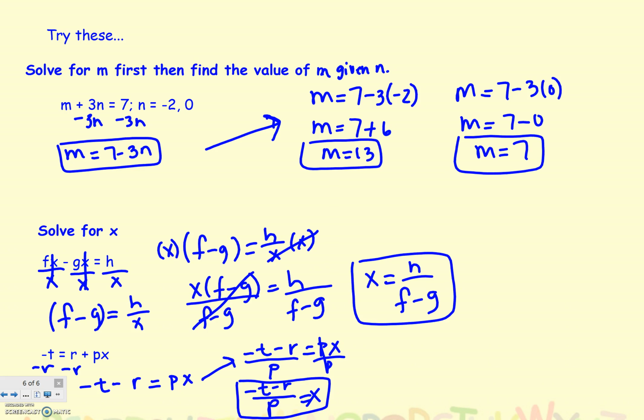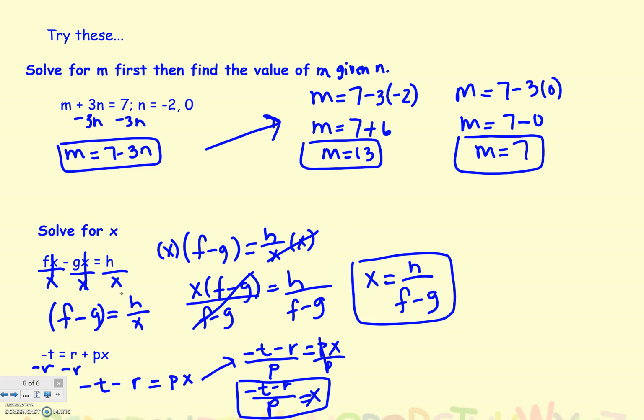You had to first solve for m and then find the value of m given n. So there are three answers. One is solving it for m, which is the first box. Then you had to plug in the negative 2 and then plug in the 0. So you had m equals 13 when you plugged in -2, and m equals 7 when you plugged in 0.